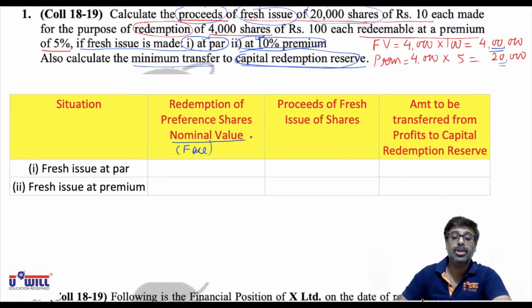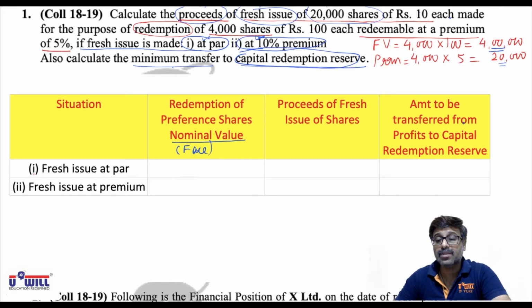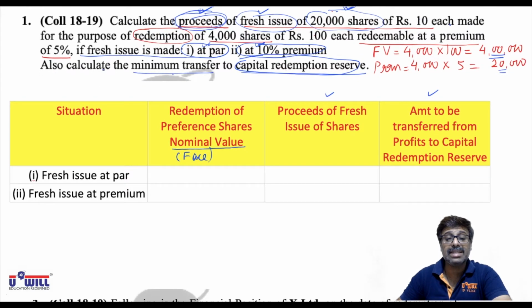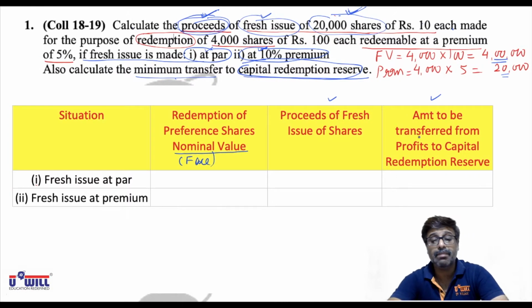I will tell you why we are taking only nominal value. Then proceeds of fresh issue of shares, and an amount to be transferred from profits to capital redemption reserve. These are the two things asked in the question. First, calculate the proceeds of fresh issue of shares. Last, calculate the minimum transfer to capital redemption reserve, that is the amount to be transferred from profits to capital redemption reserve. Pause the video and make these columns.